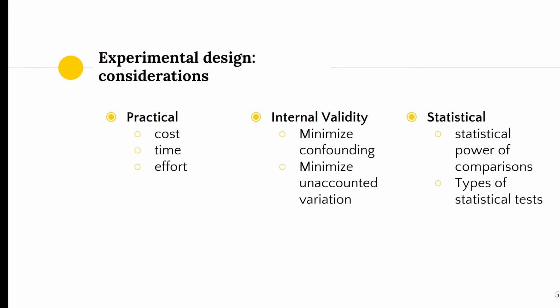When choosing an experimental design, we have to balance different considerations. Practical ones like the cost, time, and effort it would take to carry out that experimental design. We also want designs that are going to minimize confounding or unaccounted for variation. And especially when we have factorial experiments, I'm going to explain what that is later, but when you have factorial experiments, the statistical power of our comparisons and the types of statistical tests we can do is going to be directly related to our experimental design. So these are all considerations we need to think about.